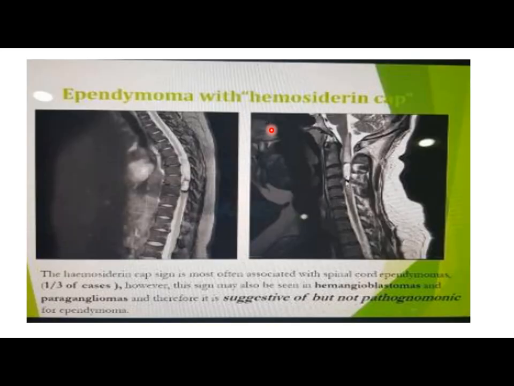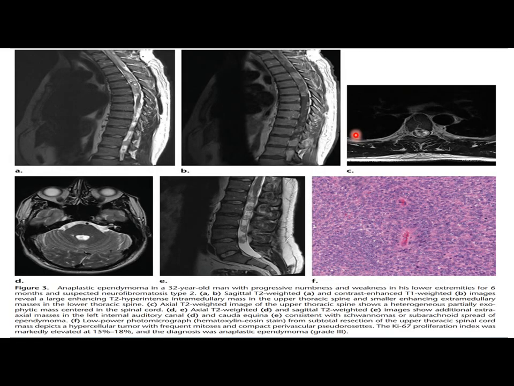This patient's ependymoma has a hemosiderin cap. This is the hemosiderin cap, which is seen in one third of patients with ependymoma. This is not a pathognomonic sign because it is also seen in other tumors. This patient has anaplastic astrocytoma.